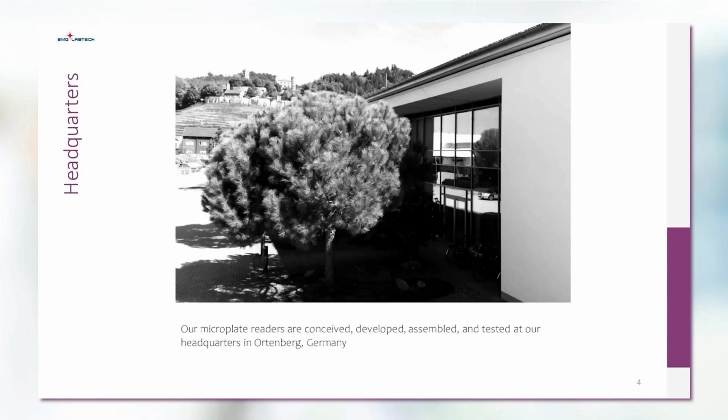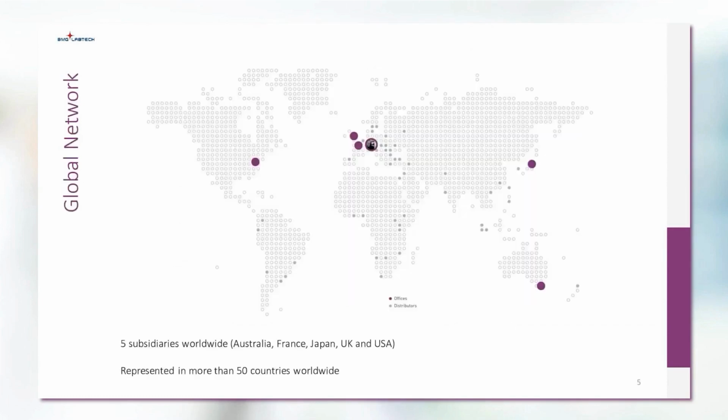On this slide, you can see our headquarters in Germany with the beautiful castle of Ortenberg here in the background. At this place, our readers are not only conceived and developed, but also assembled and tested. Our readers are manufactured in Germany, but they are, of course, sold worldwide. And to this end, we built up a global network with 5 subsidiaries in Australia, Japan, France, the UK, and the US. And on top, we are represented in more than 50 countries worldwide by our local distributors.